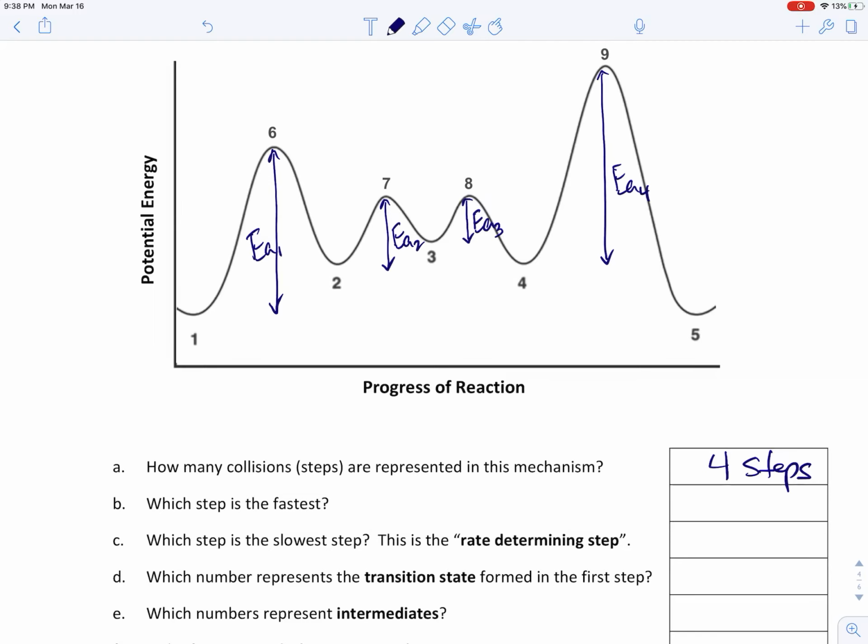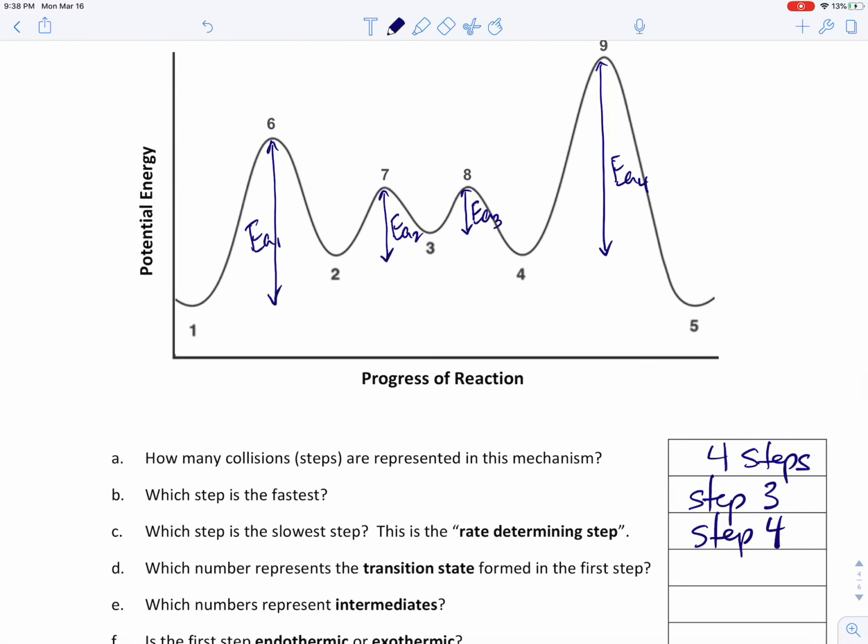So which step was the fastest? It would be the step with the smallest activation energy. So in this case, it looks like the third step has the smallest activation energy. Which step is the slowest step? The rate determining step. Well, the slowest step has the largest activation energy. You could get a ruler, but it appears that the fourth step has the largest activation energy, so it's the slowest, it's the rate determining step.